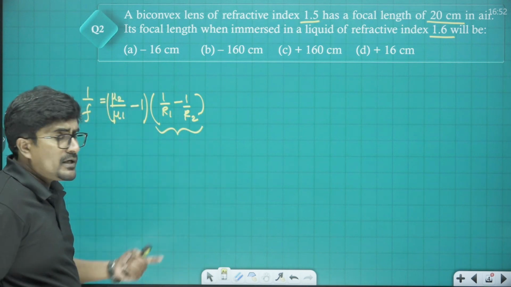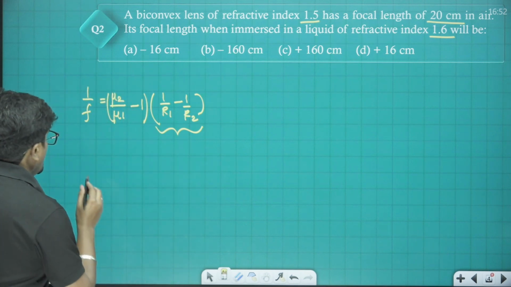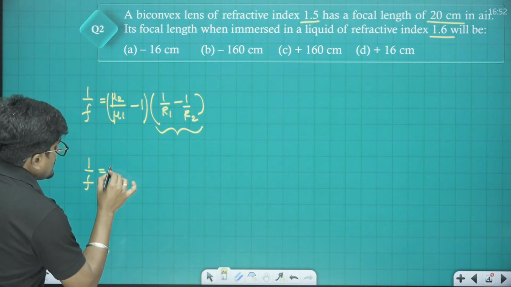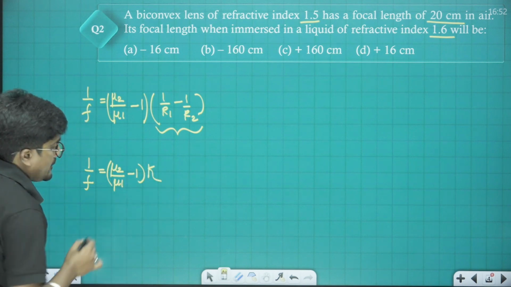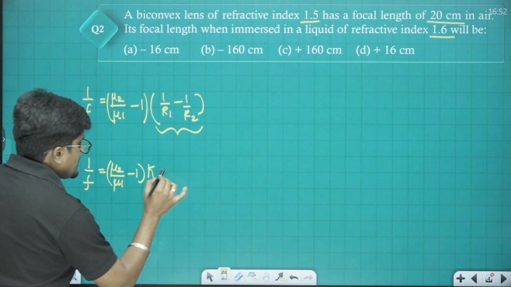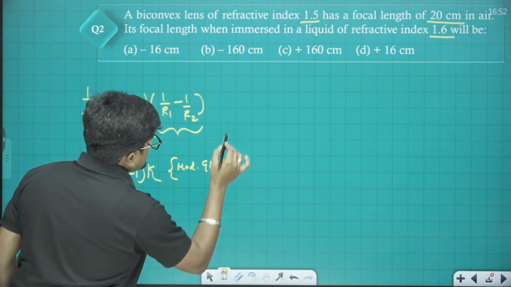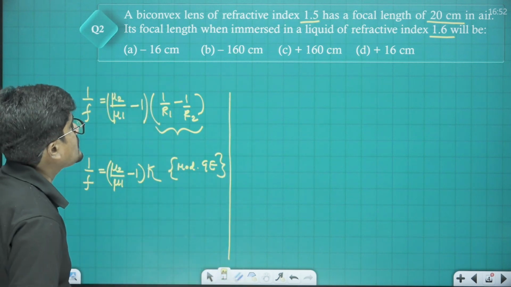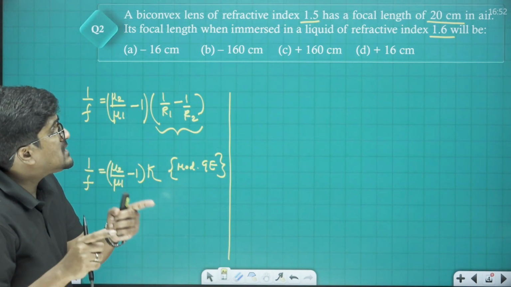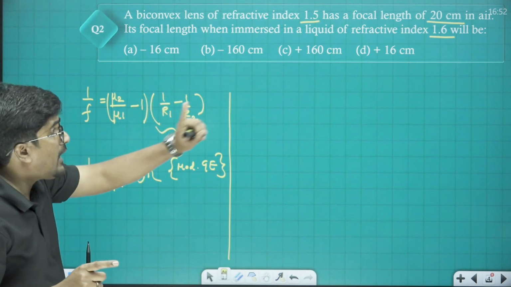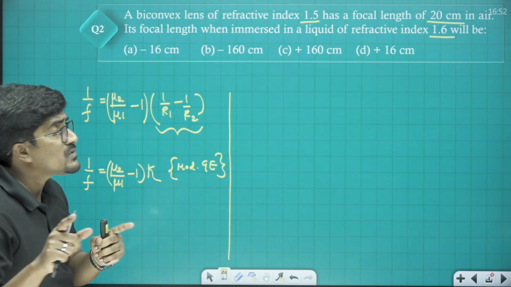Now, this part is constant in both the cases, so I will be replacing 1 by r1 minus 1 by r2 by k. So here 1 by f is equal to (mu2 divided by mu1 minus 1) into k. This is my modified general expression. Is that okay? Fine. Now, have a look. In the first case, mu2 is 1.5 and mu1 is 1 because it's in air. In the second case, mu2 is 1.5 and mu1 is 1.6.